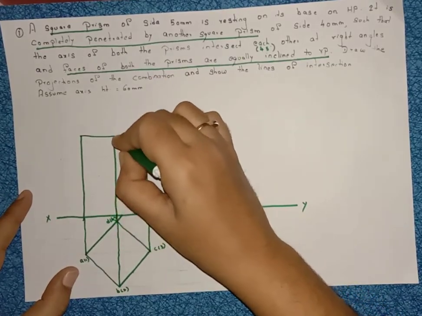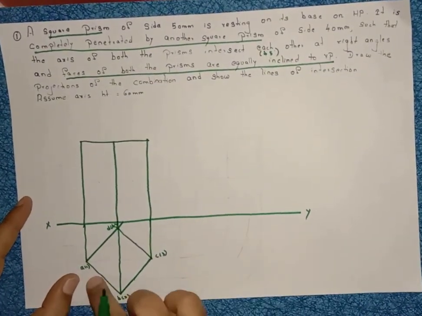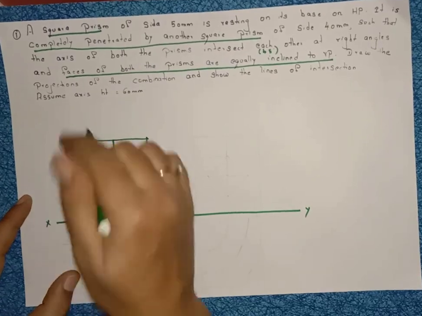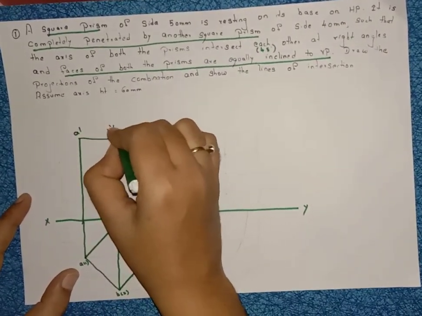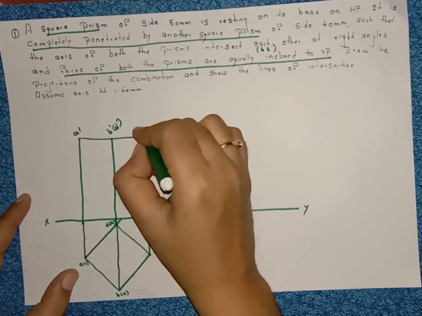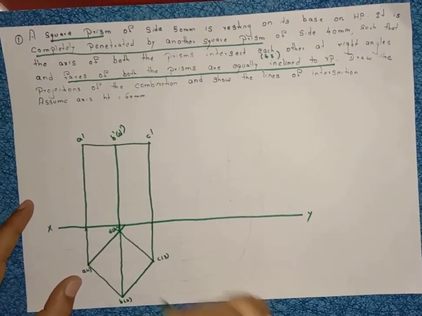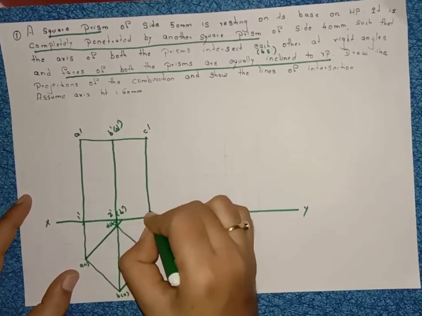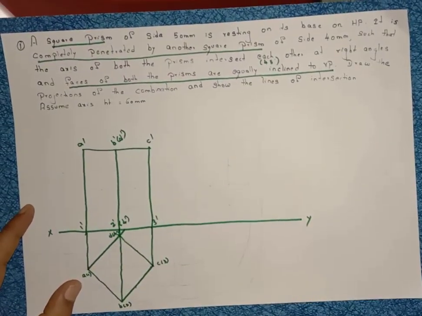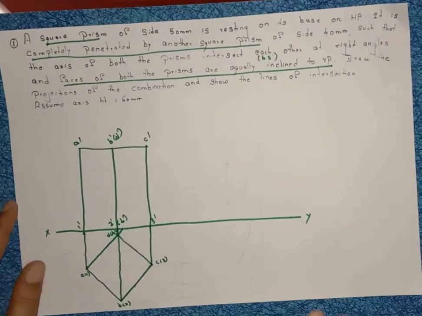Extend this line. Now, what are the point names here? We are projecting point A, so name it A dash. This point is B dash, D dash, and this point is C dash. Similarly 1 dash, 2 dash, 4 dash, and this is 3 dash. So how do we construct the intersections?